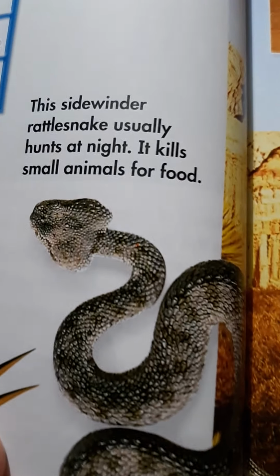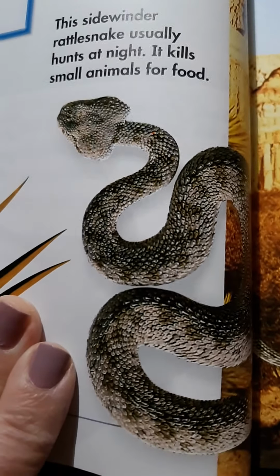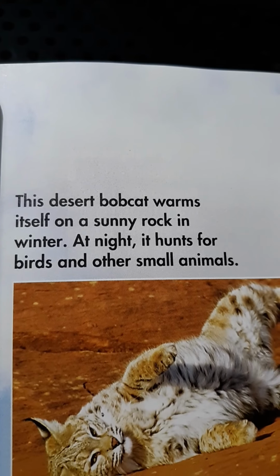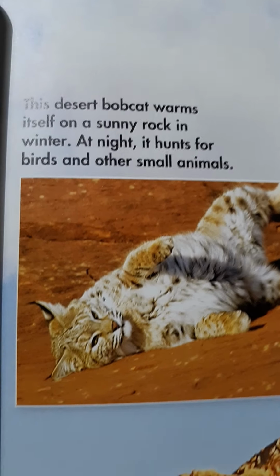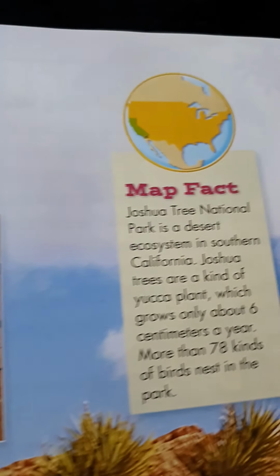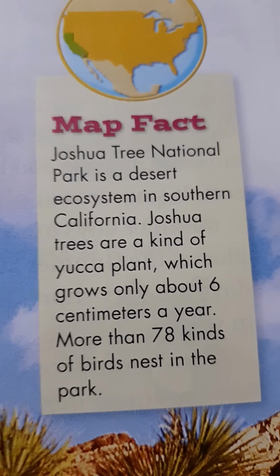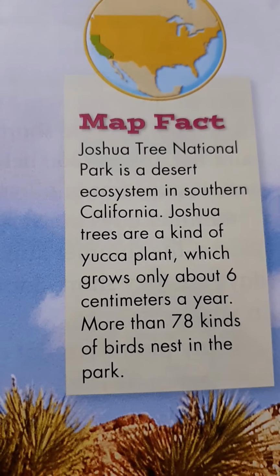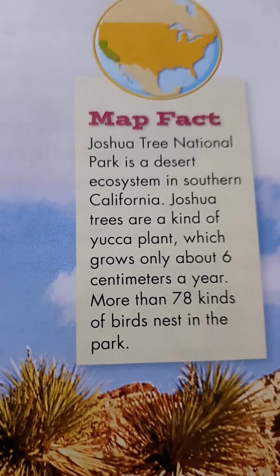Oh, look at that. This sidewinder rattlesnake usually hunts at night. It kills small animals for food. Here's another one. This desert bobcat warms itself on a sunny rock in winter. At night, it hunts for birds and other small animals. Another map fact. Joshua Tree National Park is a desert ecosystem in Southern California. Joshua trees are a kind of yucca plant, which grows only about 6 centimeters a year. More than 78 kinds of birds nest in the park.